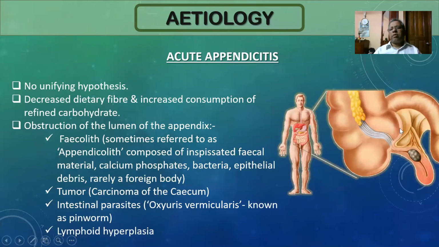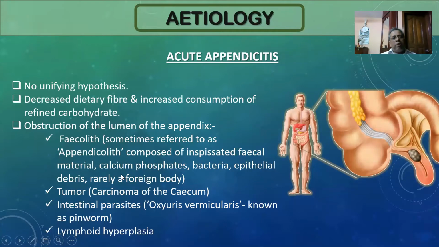When it passes through the cecum to the ascending colon, some fecal matter may enter there and block the base of the appendix. So there is obstruction of the lumen of the appendix by what is called a fecolith, sometimes referred to as an appendicolith. This is composed of inspissated fecal material with calcium phosphates, bacteria, epithelial debris, and rarely a foreign body.